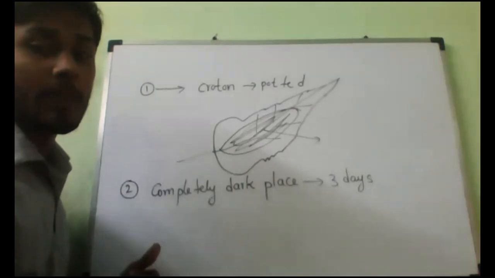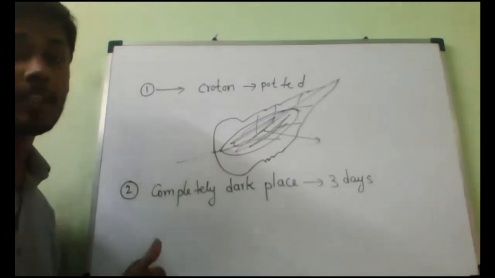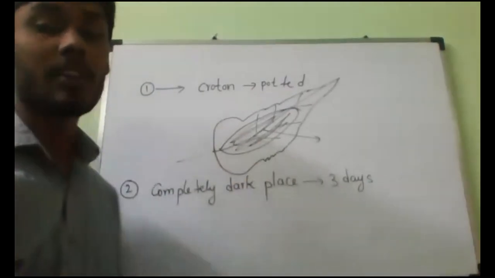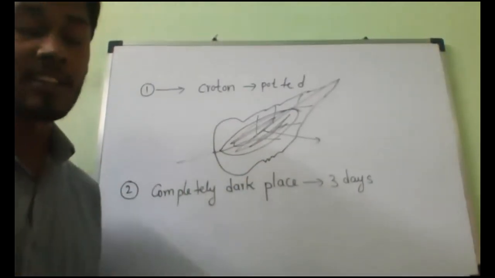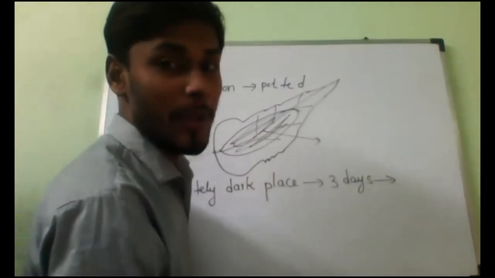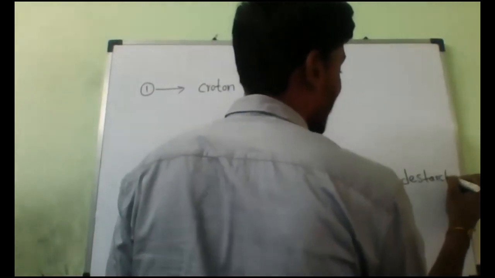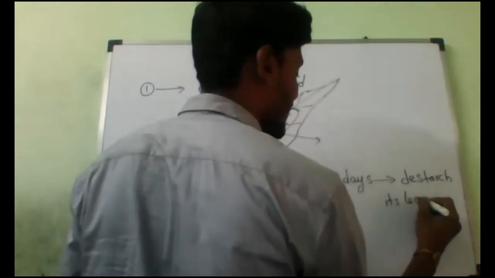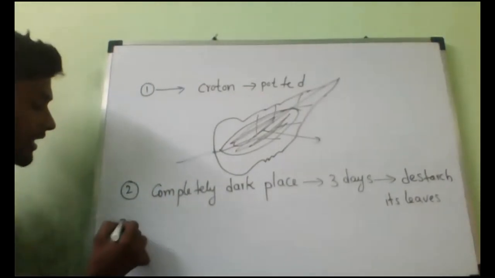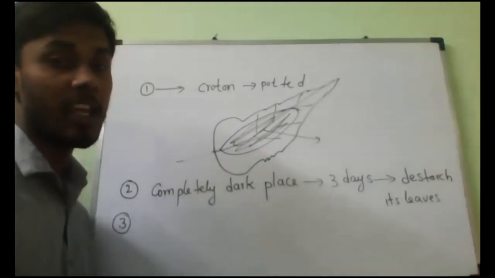Destarched. So if you keep that plant inside a completely dark room, then the starch which is present in the leaves will be completely utilized by the plant because no photosynthesis reaction is carried out. So after 3 days, what will happen? Destarch its leaves. Yes or no? Yes, sir. Correct.